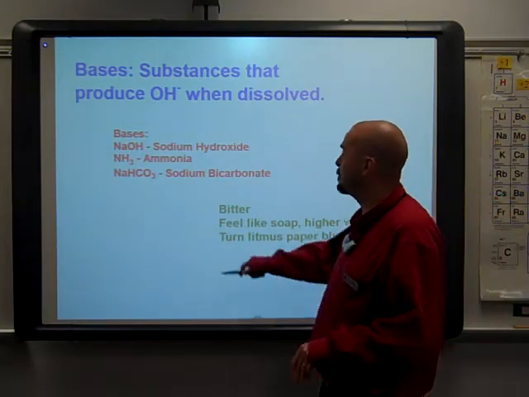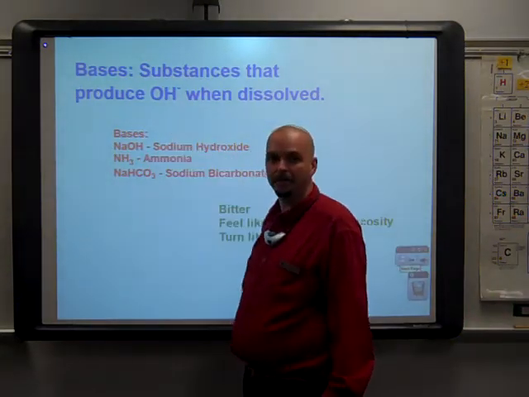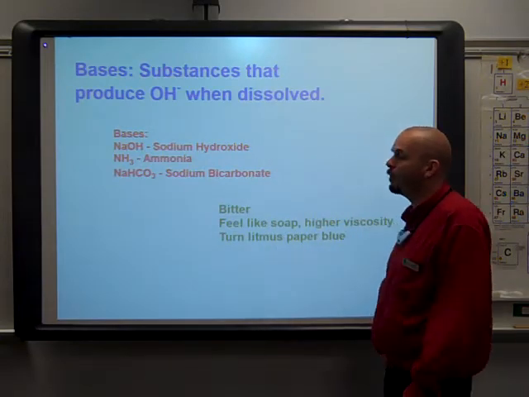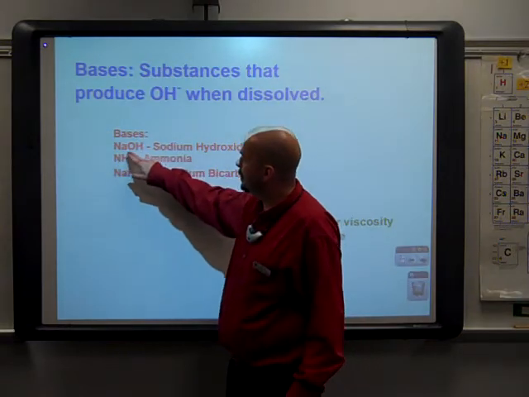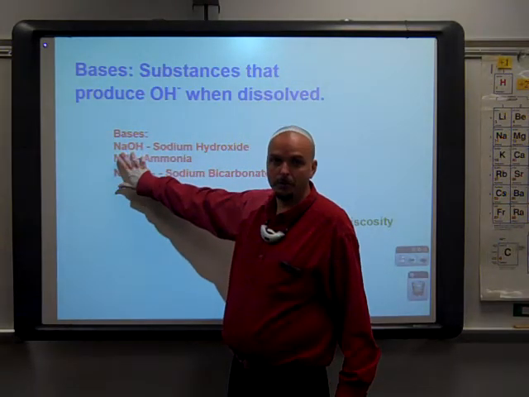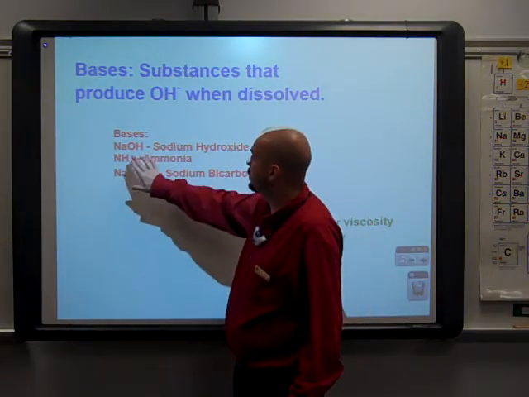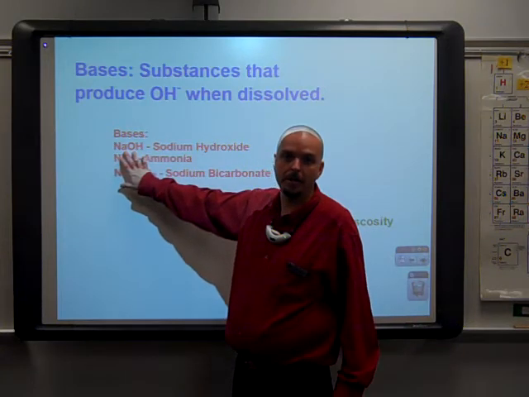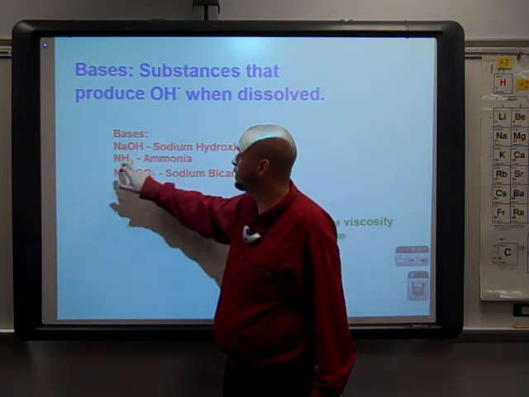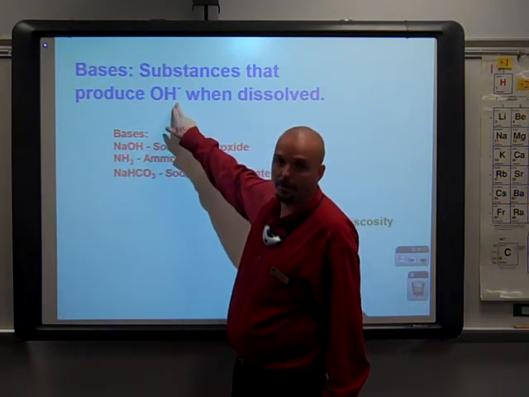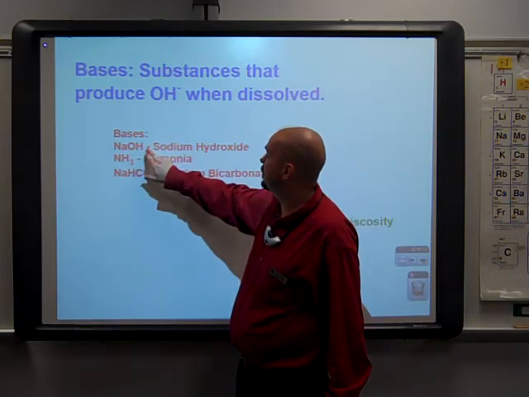Bases are substances that produce hydroxide, OH-, when they are dissolved or dissociate in water. NaOH is a good example here. Again, that dissociation means going their separate ways. When we put NaOH, sodium hydroxide, in water, the sodium goes one way as Na+, the hydroxide goes the other as OH-, and that's what makes this a base.